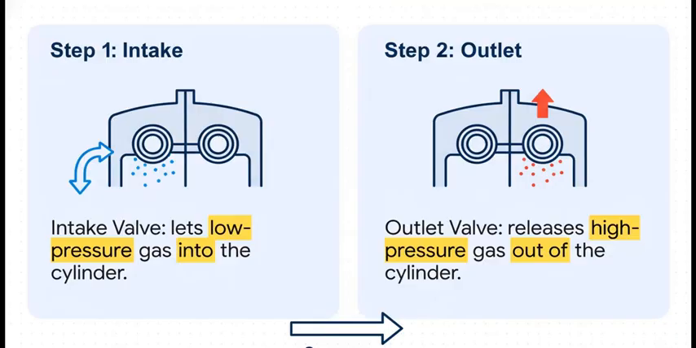And their functions are these perfectly timed opposites. First, the intake valve opens and it lets low-pressure gas just flood the cylinder. Then it seals shut. The gas gets compressed, and then the outlet valve pops open to release that exact same gas, but now it's at an immense pressure. It's like a precisely choreographed dance.